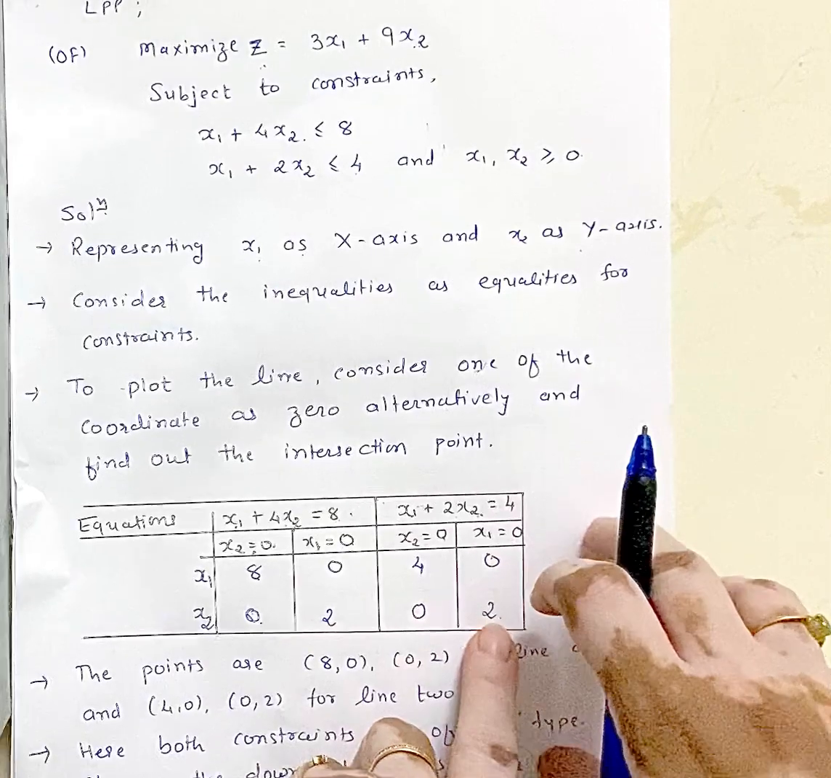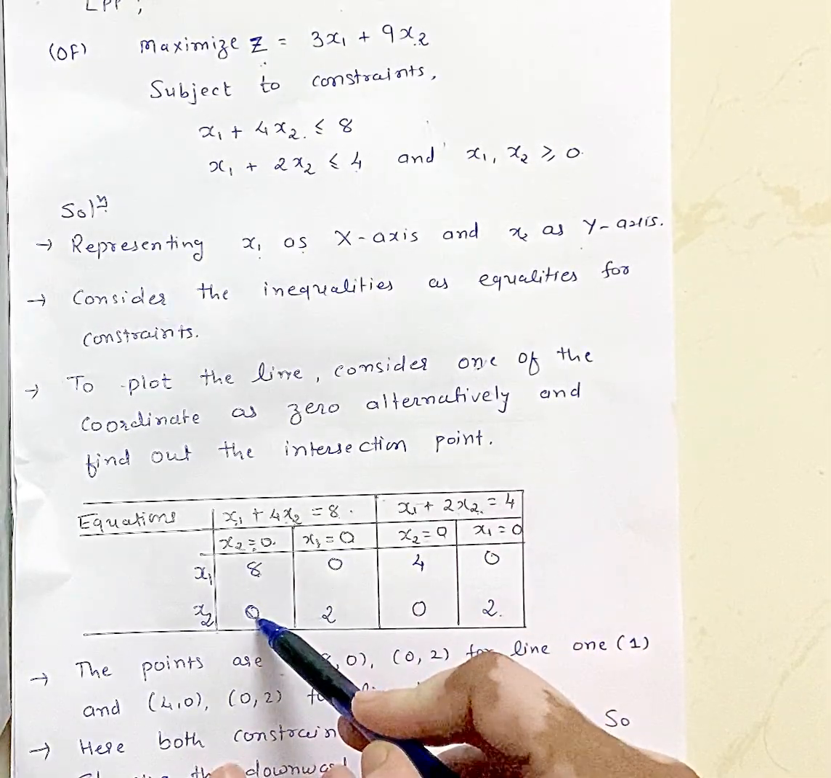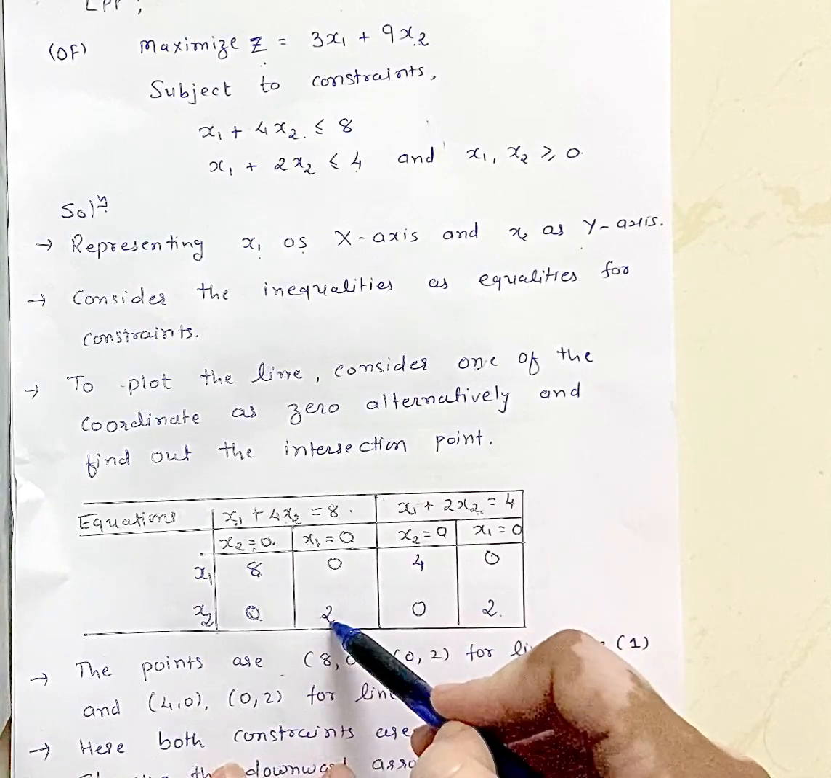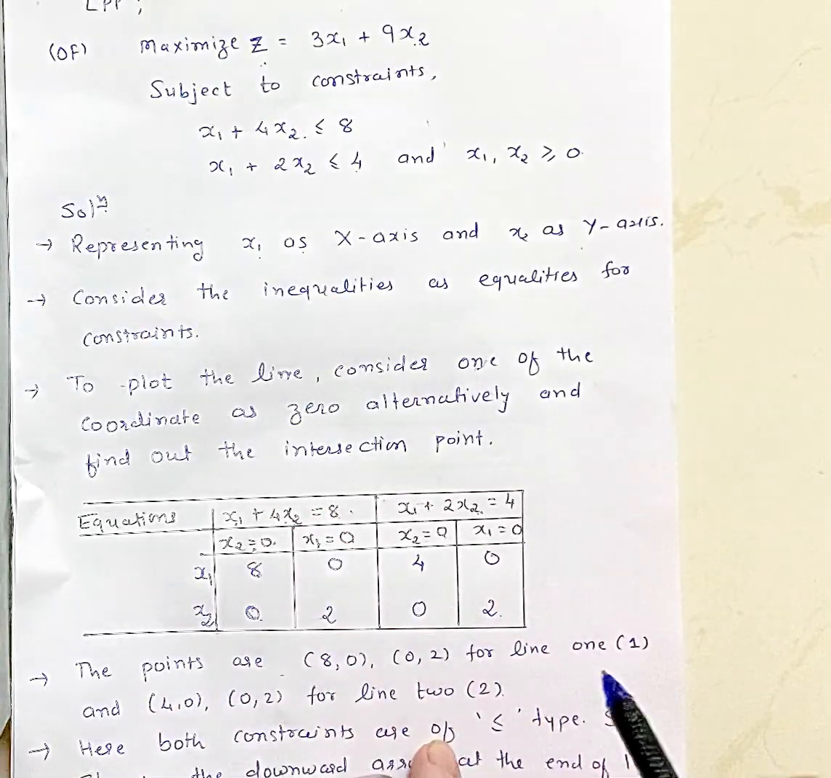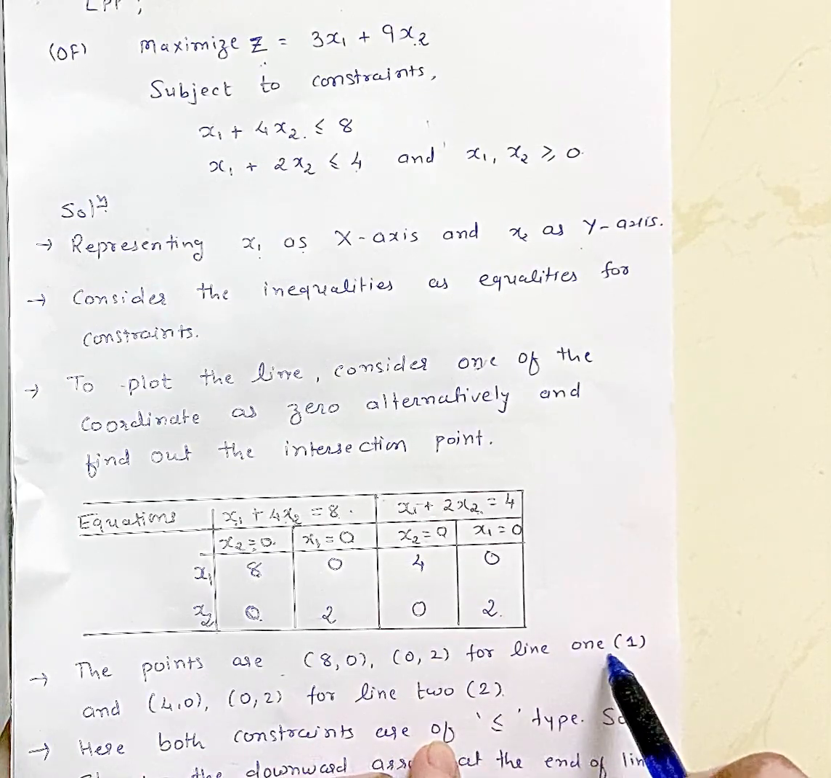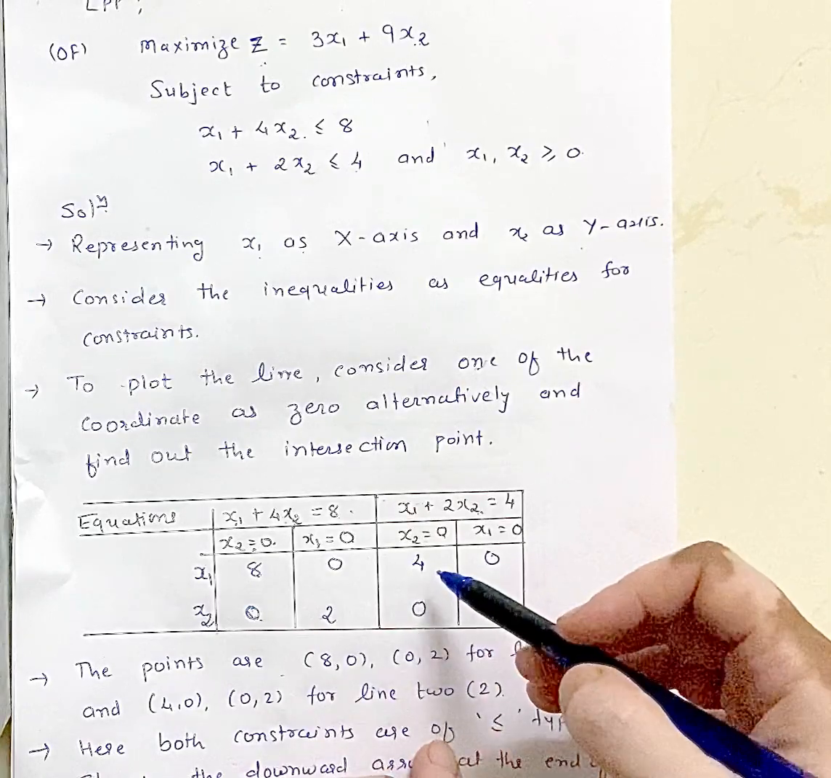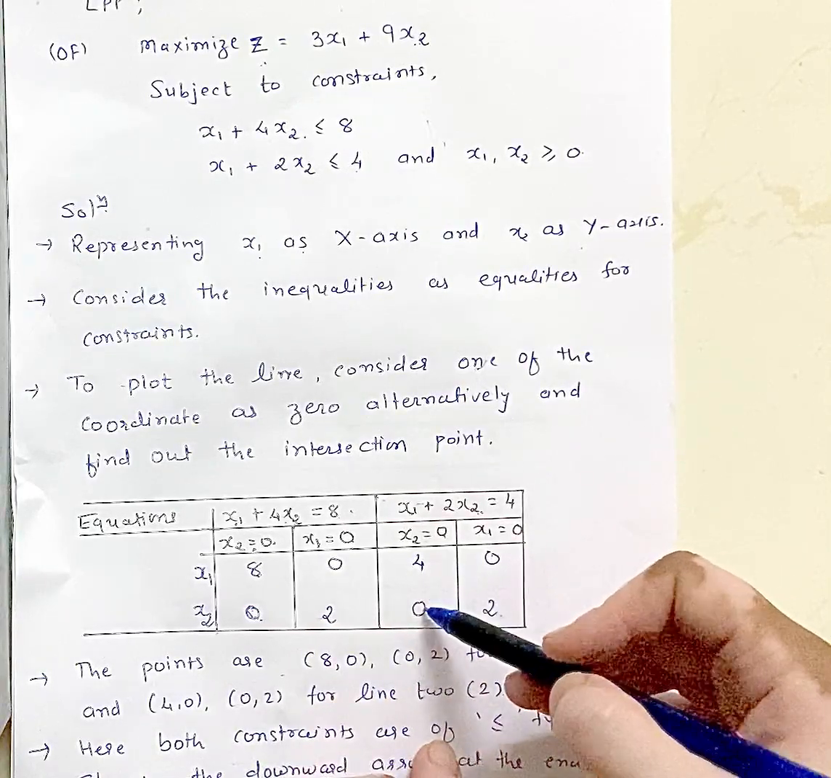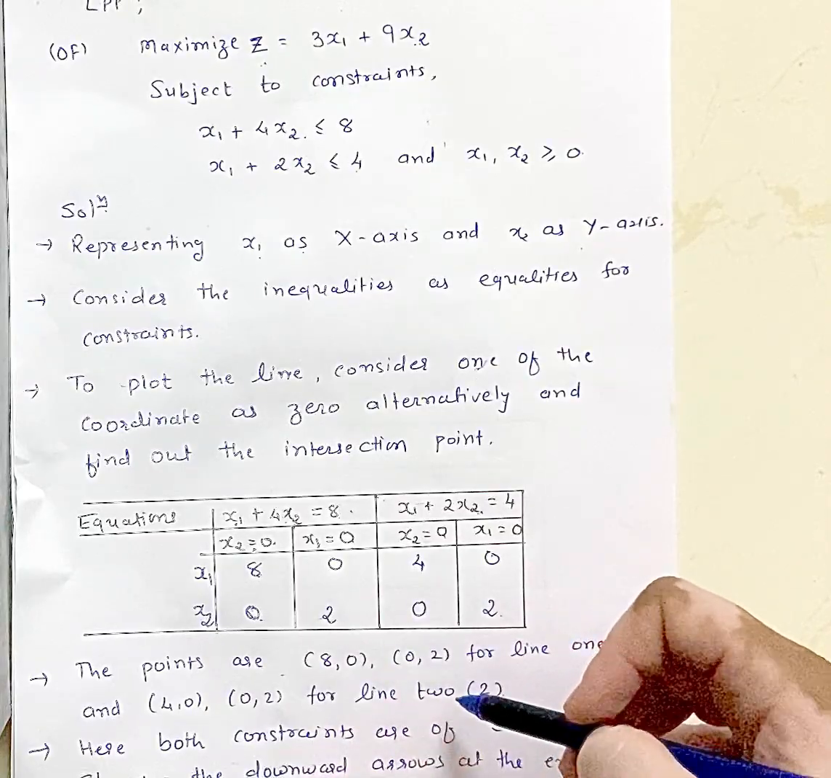How many points do we get? 4 points. The points of the first equation are (8, 0) and (0, 2), so consider it as line 1. From the points of the first equation we will draw a line and name it line 1. Similarly here we also get 2 points, (4, 0) and (0, 2), and it is for line 2.